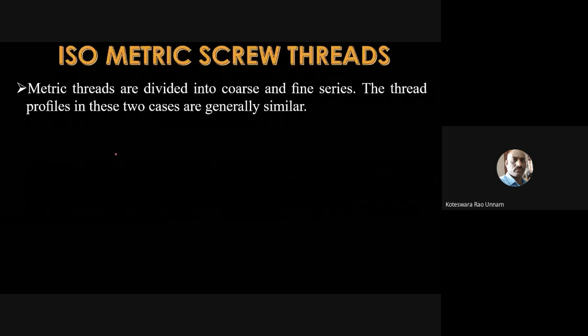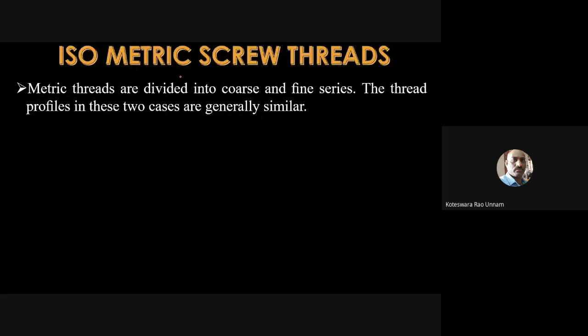Okay, so next again, we are discussing metric screw threads. In that, the profile of the thread is V shape, and the metric threads are divided into two categories based on pitch value. Here they are called coarse and fine series. What is coarse series? What is fine series?